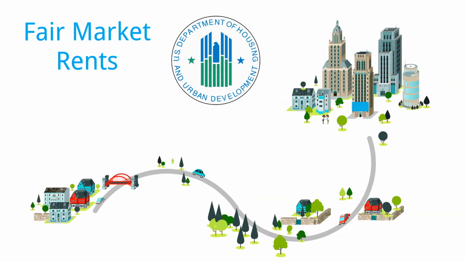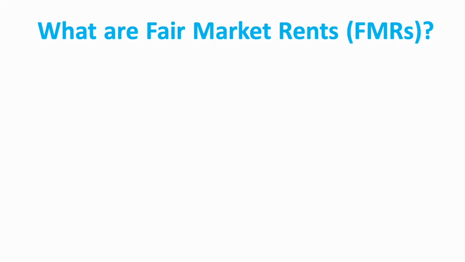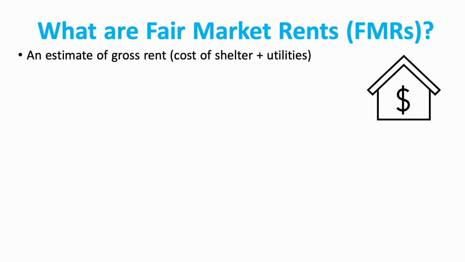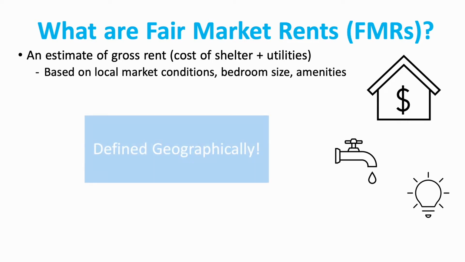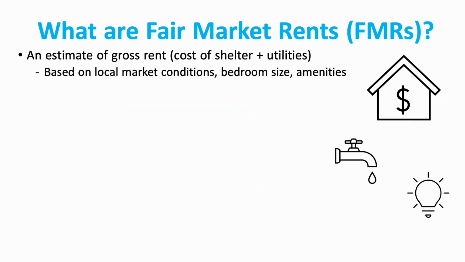This video will discuss the basics of fair market rents. Fair market rents, or FMRs, are gross rent estimates that include the base rent, as well as essential utilities. The rent estimates are reflective of local market conditions, square footage, and property amenities. In other words, the FMR for a specific geographical area is the amount that a tenant would need to pay for the monthly rent plus utilities of privately owned, decent, and safe rental housing of a modest nature.